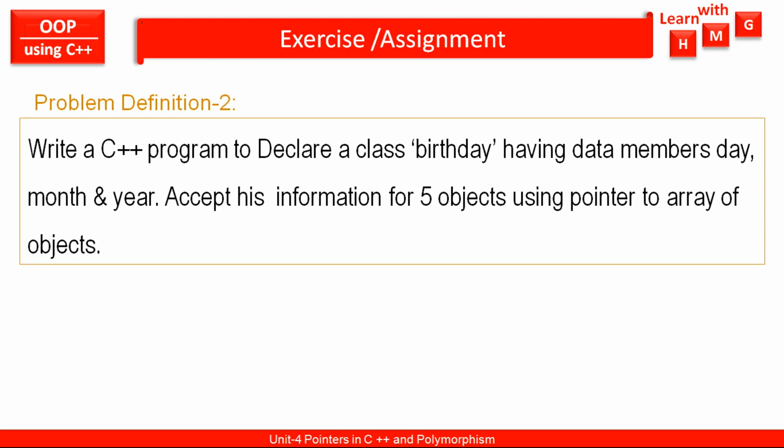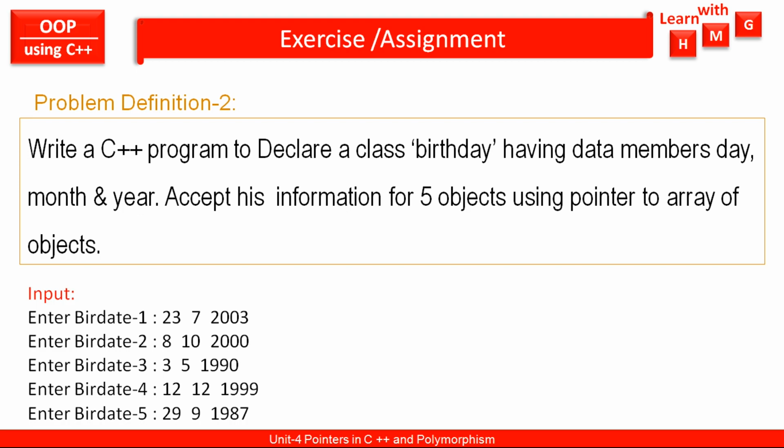Then the second program you have to write, that is write a C++ program to declare a class birthday having data members day, month and year. Accept this information for 5 objects using pointer to array of objects. So here the name of the class is birthday. There are 3 data members. First is day, then month and year. So day, month, year, these 3 quantities will form a birth date, and you have to accept like these 5 birth dates and display them.